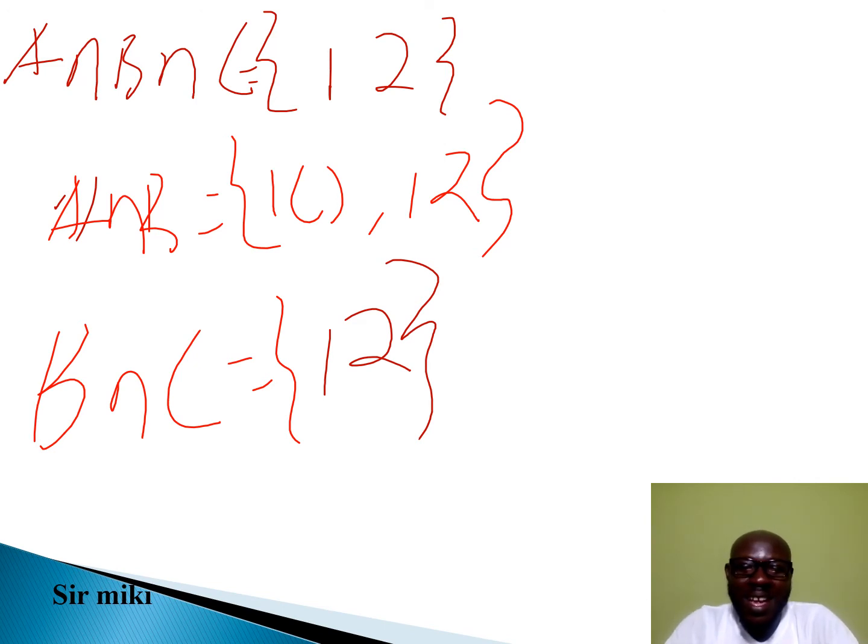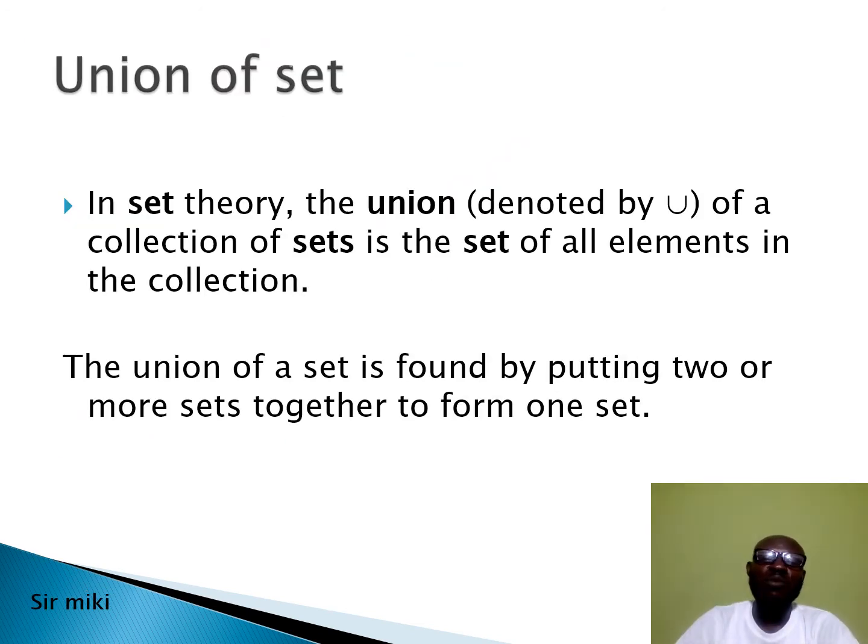Wow, I hope you were able to come out with the correct answers. Now let's move on. Now we are done with the intersection of sets. When we talk about intersection of sets, they are the elements found in both sets. That becomes intersection of sets. Now let's look at union of sets.